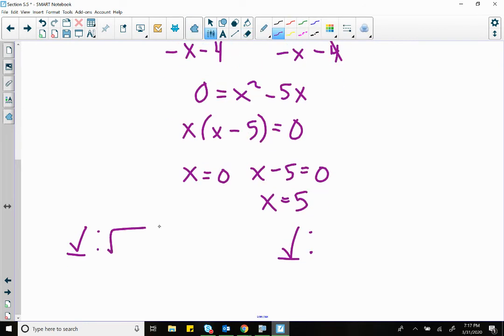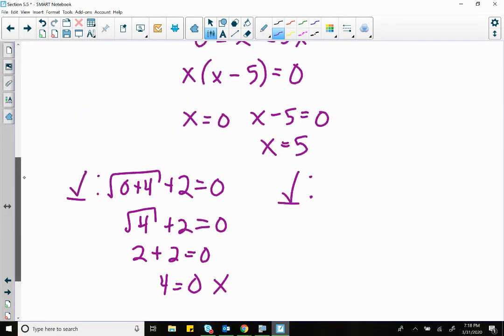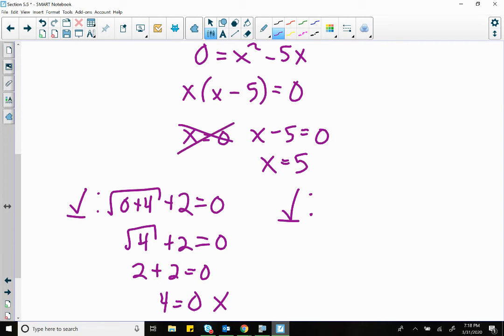So square root of 0 plus 4 plus 2, does that equal x, which is 0? So 0 plus 4 gives us 4 plus 2 equal to 0. Well, the square root of 4 is 2. Does 2 plus 2 equal 0? No, that doesn't make any sense. 4 does not equal 0. So this answer of x equal to 0, we have to throw out. It did not check. So let's deal with the next one.